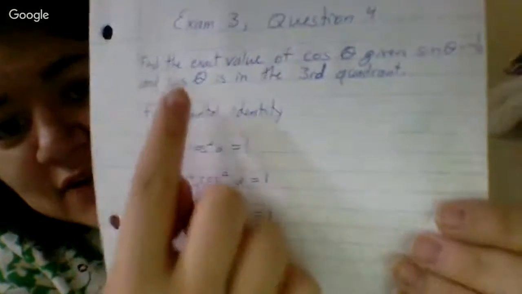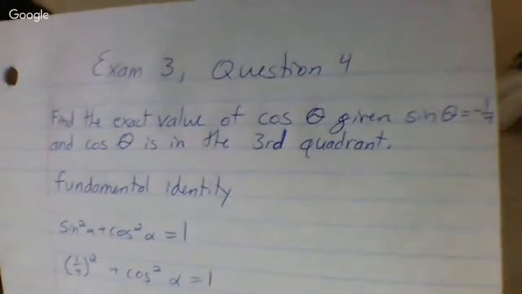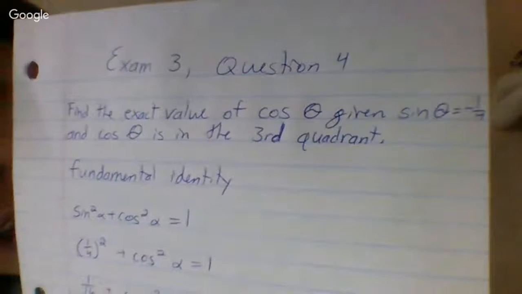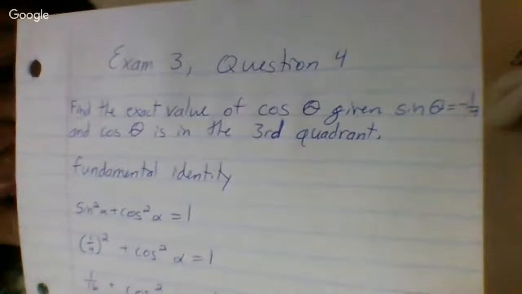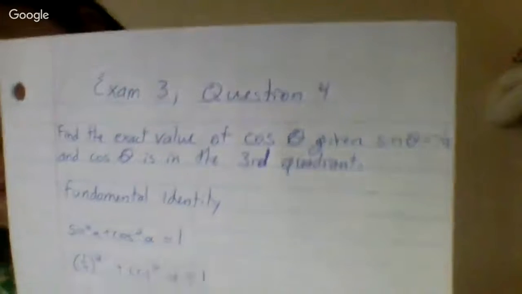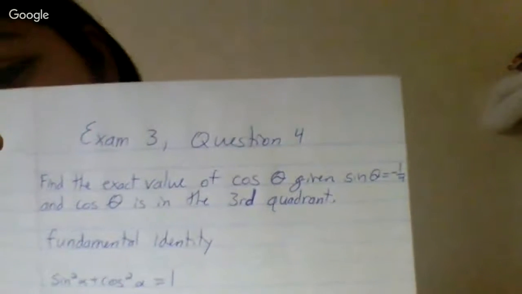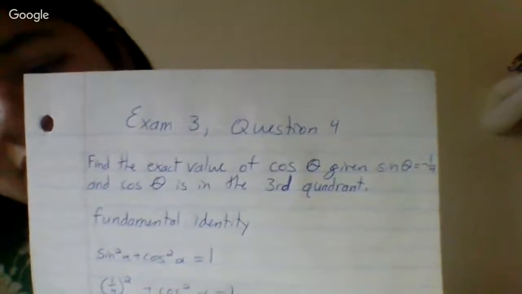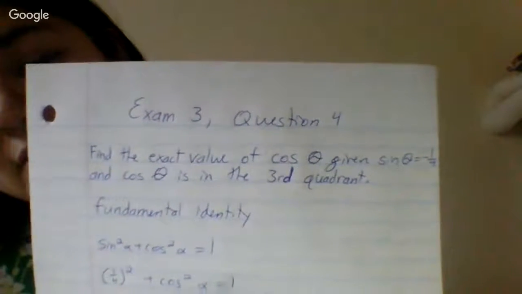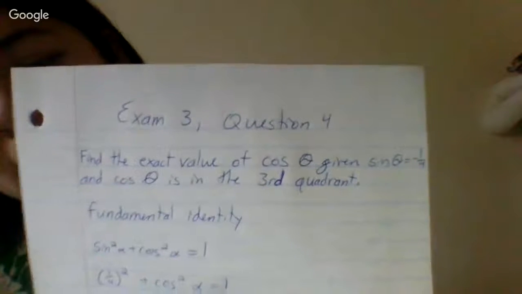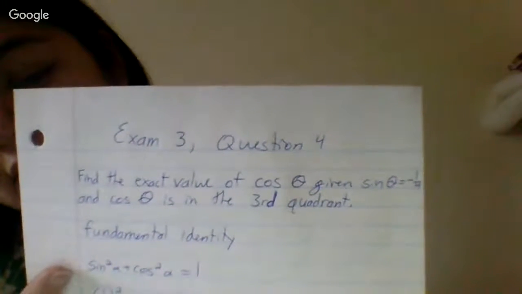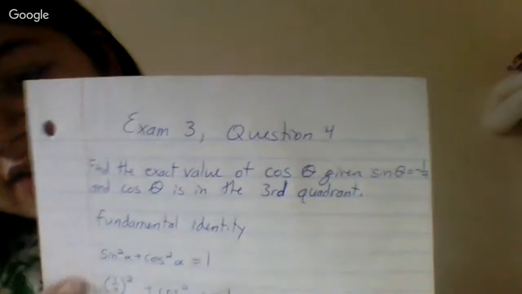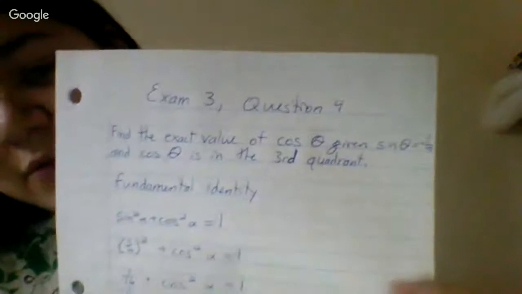So the question was, find the exact value of cosine theta given sine theta equals -1/4. And cosine theta is in the third quadrant. So what we're going to use is the fundamental identity, which is sine squared alpha plus cosine squared alpha equals 1. And that was the identity that I didn't really understand that's what it was asking for, but this is the simplest way to solve for it with what we're given.